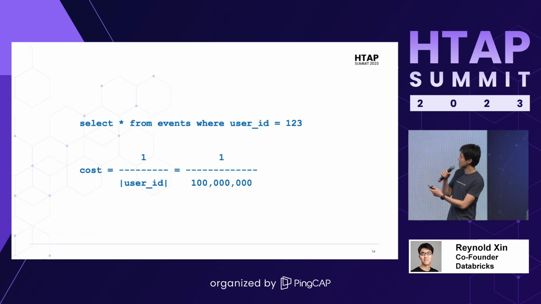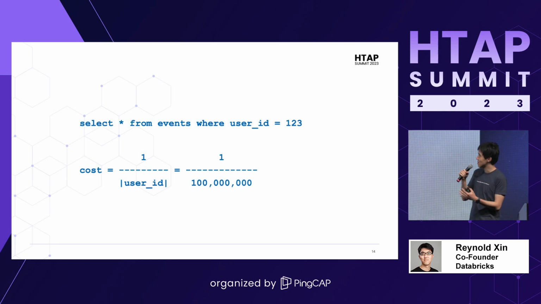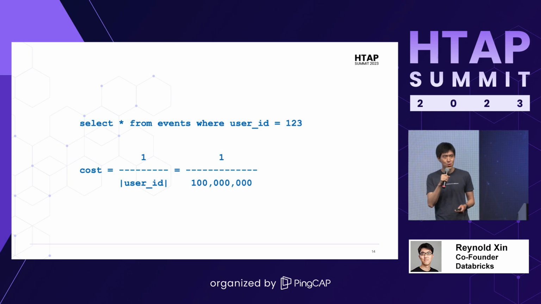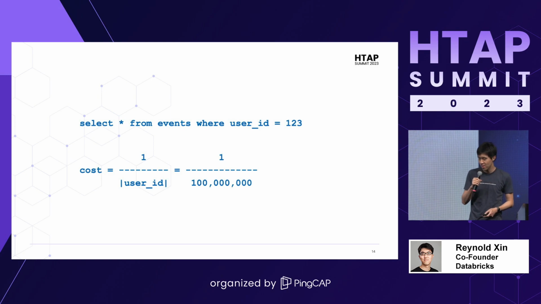All right, so going back to our example, select star from events where user ID equals 123. The cost model from the Selinger paper effectively says the cost of this query will be roughly 1 divided by the cardinality of user ID. So if you have 100 million users, you have 1 divided by 100 million times whatever the size of the table is. Now, some of you might ask, does this even make sense?